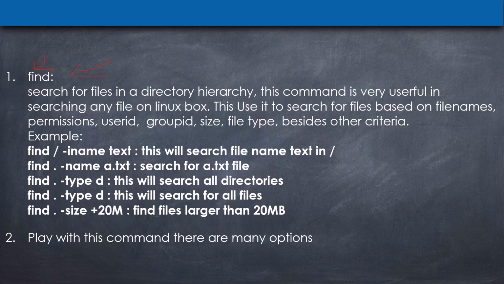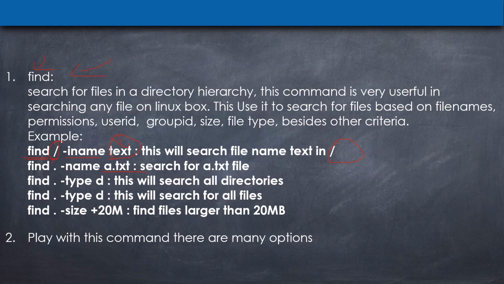Suppose I want to find a file called text in the root directory. I can use find, slash for where to find, and -iname, that is case insensitive name, which is text. This will look in the root directory and in other directories for this text file. If I want to find a file named a.text, I can use this.